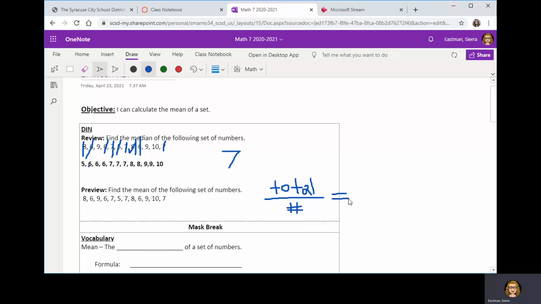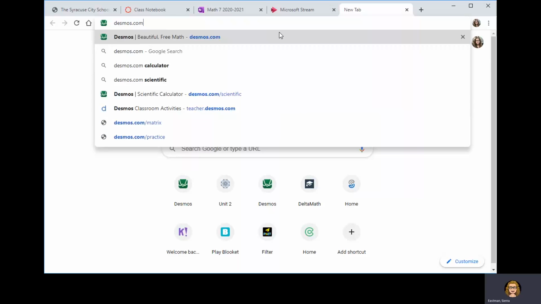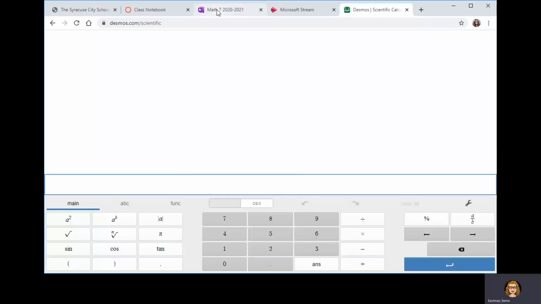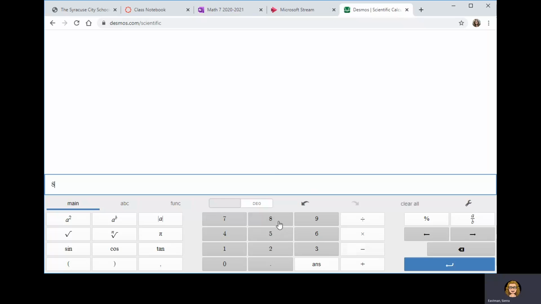So I'm going to go ahead and grab my calculator. I'm going to use desmos.com/scientific. And I want to add these numbers together. 8, 6, 9, 6, 7. I'll start with those. 8 plus 6 plus 9 plus 6 plus 7.